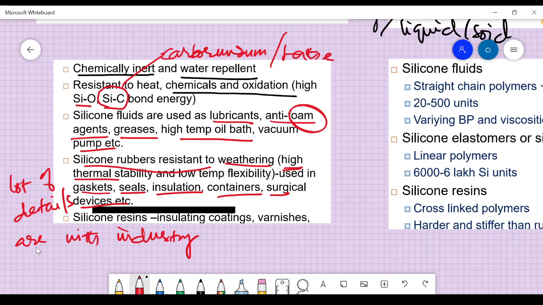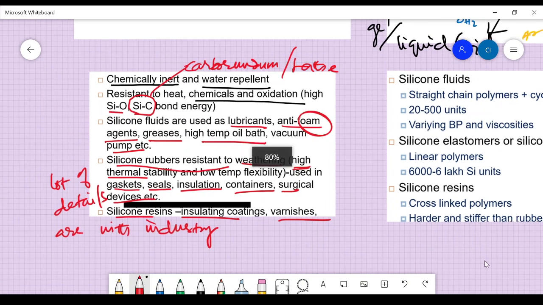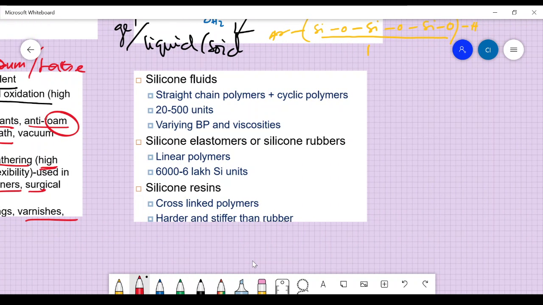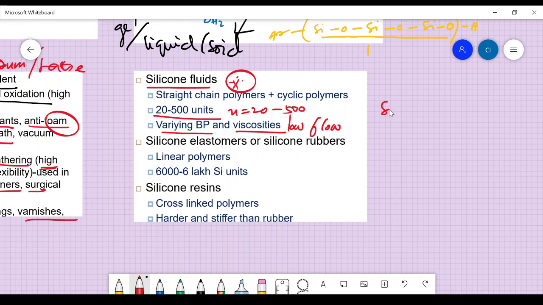And then the last thing is you can use them as silicone resins, insulating coatings, and varnishes. Then you have the silicone fluids, straight chain polymers plus cyclic chain polymers. These fluids have a special property, and they have a varying boiling point and viscosity. So it's a high temperature, low flow. At places where you require, you can just use. So they contain about 20 to 500 units. So n equal to n. Remember this SiO, Si, n. That particular n will come to around 20 to 50 there.